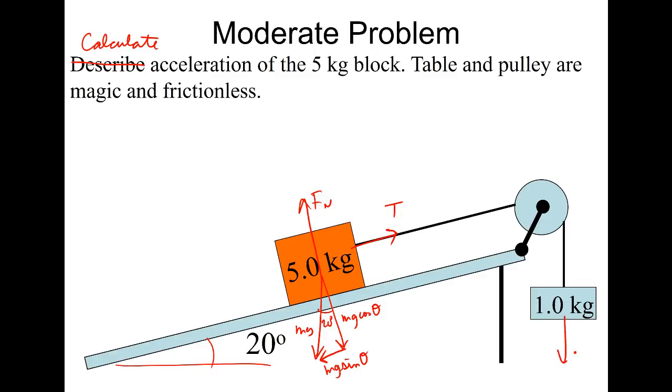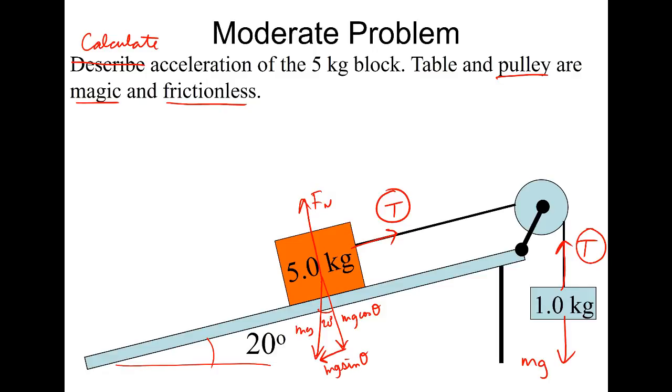Okay, then we have a 1 kilogram block, which will have its mg going down and the same tension going back up. So this is important that these tensions are actually the same. Okay, and that's one thing that we say when we say that the magic pulley is frictionless. That allows us to say that these two tensions are equal. And in a later unit, we'll see why this is not the case. Okay, so we're going to apply Newton's second law, and we're going to end up having 3 equations.